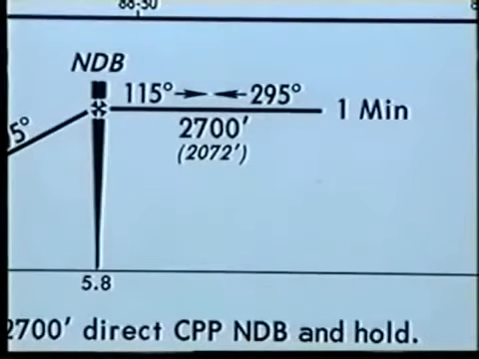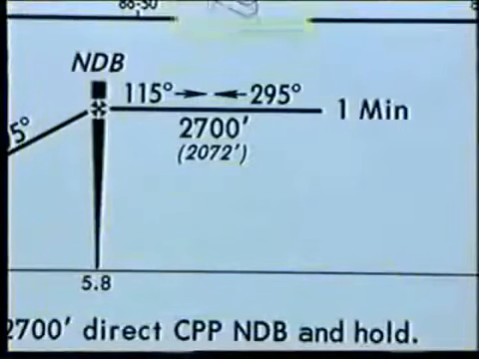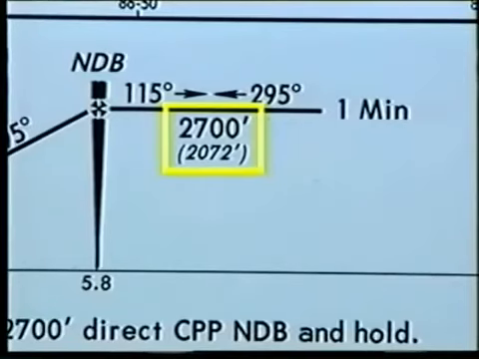On this approach, the two facing arrows indicate you must use a holding pattern as your course reversal. You can find the direction of the turns on the plan view. 1-minute legs are specified for this holding pattern, and both legs are flown at 2,700 feet.